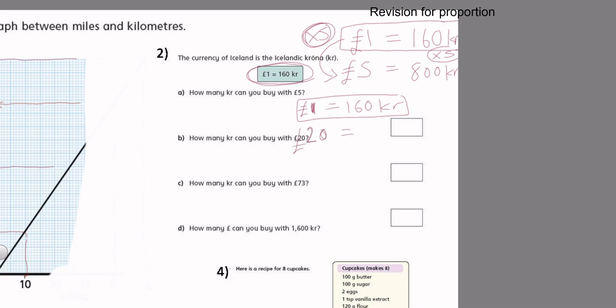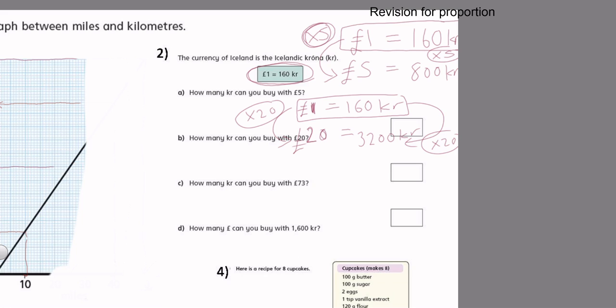Times by 20. What I've done this side, do on the other side. So now I've got to do 160 times 20. That's 3,200 krona.